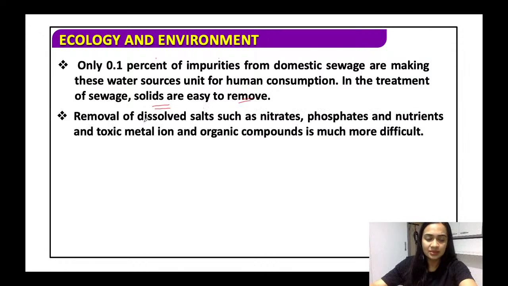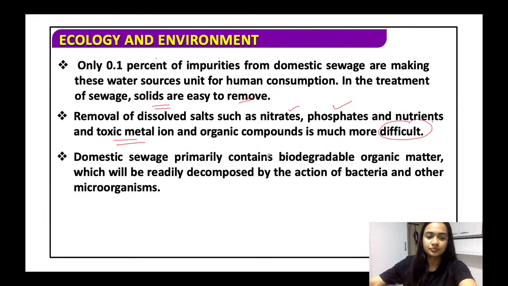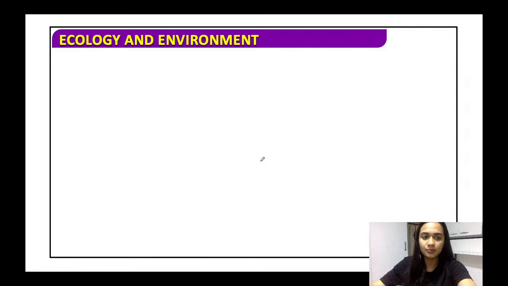तो solids easily separate out हो जाते हैं, filtration से भी हो जाएंगे. So removal of salts such as nitrates, phosphates and nutrients and even toxic metal ions and organic compounds are difficult to remove. ठीक है? Domestic sewage primarily consists of biodegradable organic matter. ठीक है, सबसे ज़्यादा organic matter होता है इनमें, which will be directly decomposed by the action of bacteria and other microorganisms. ये biodegradable है, तो हम क्या करेंगे, अगर बैक्टीरिया से ट्रीट करें तो उसको हम डिकम्पोज कर सकते हैं.